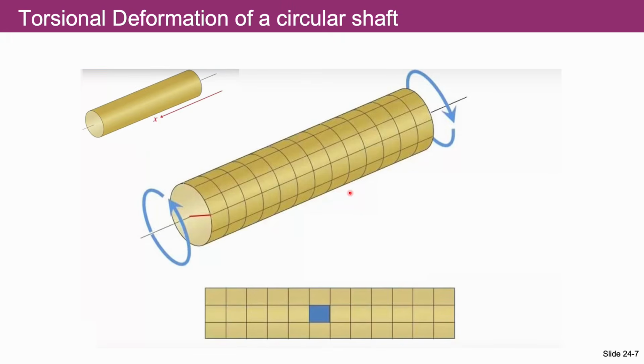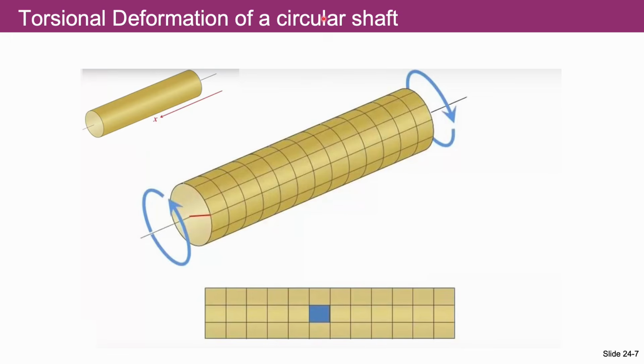angles. And let me draw a line here in order to indicate the initial position of this point on the surface of this shaft. And now we apply an external torque along the longitudinal axis, namely the axial axis of this circular shaft. And we need to know how this circular shaft will deform under this torsional loading.